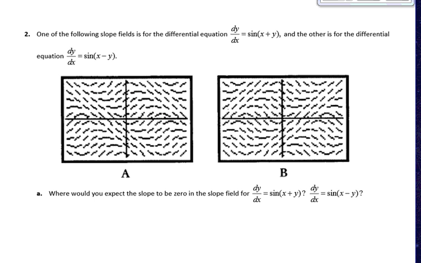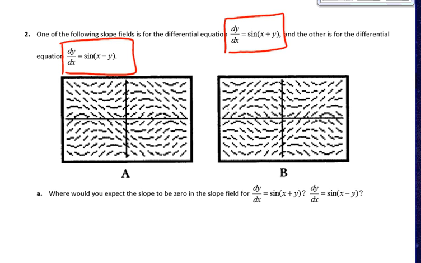Okay, so now what we're going to do is match some slope fields. Given these two equations, we have a differential equation sine of x plus y, and a differential equation sine of x minus y, and we have to match. Now, I apologize for the roughness of this sketch. It was pulled off of an old calculator, so it's not very pretty, but we can still tell a lot about these.